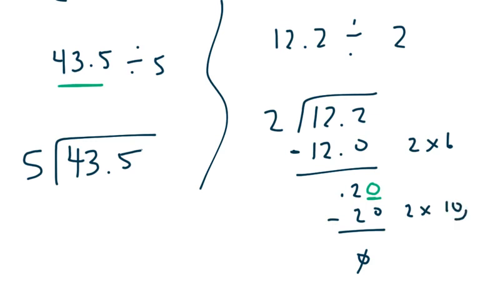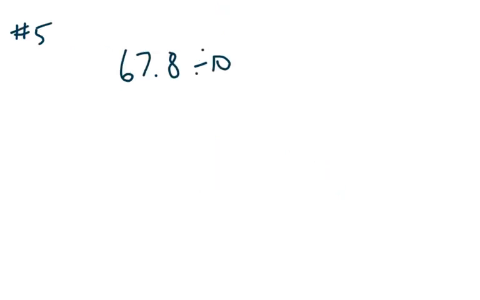2 times 1 is 2. So I'm not there yet. 2 times, put my decimal right there, 10 hundredths or 1/10 would be what I'm looking for to get the decimal over there. And the answer is right here, 6.10. 6.1 or 6.10. So you can use that example to help you with problem 2.